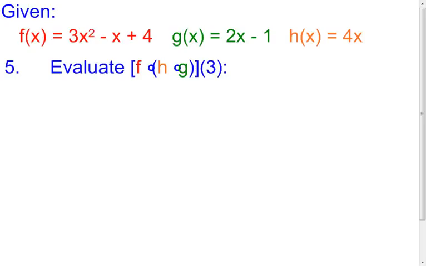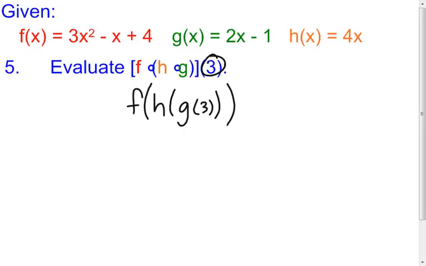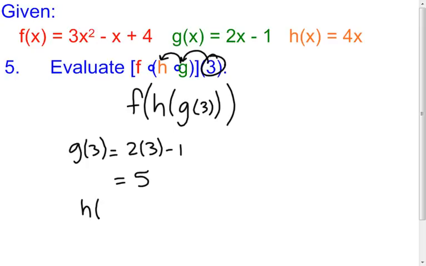And then lastly, we've got a few of them to do here, but we can do this. By the way, this is the same as F of H of G of 3. I can interchange that however I want. But basically, when you work inside out, it means you're going to take 3 and plug it into G's equation first. So G of 3 would be 2 times 3 minus 1, which is 5. Then I'm going to plug that answer into H's equation. So now I need to find H of 5.